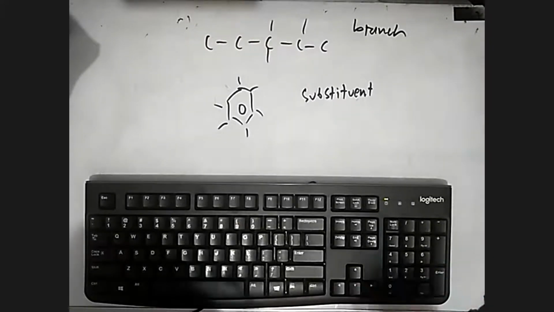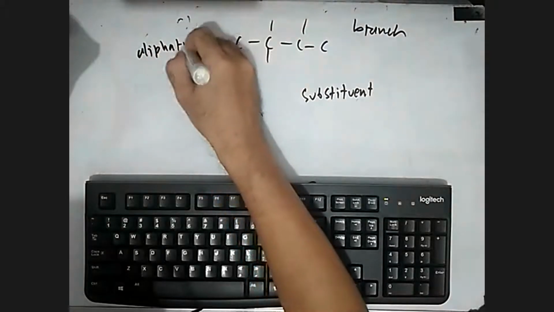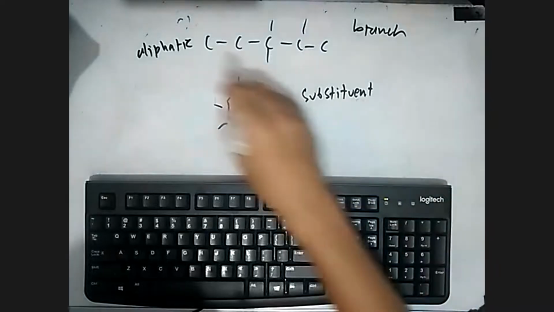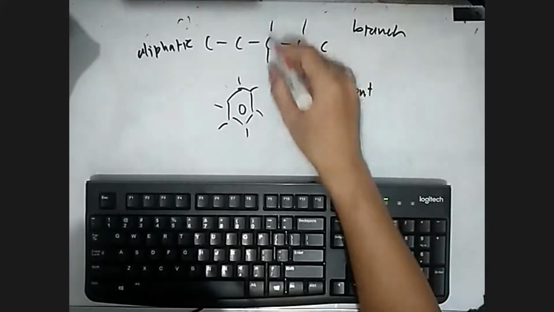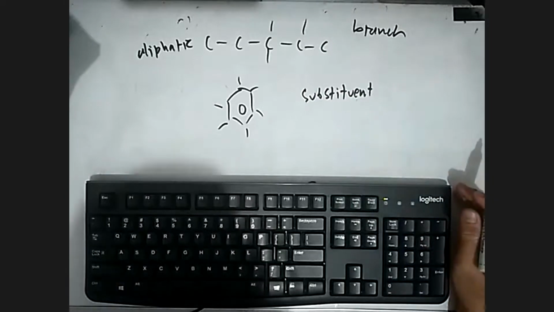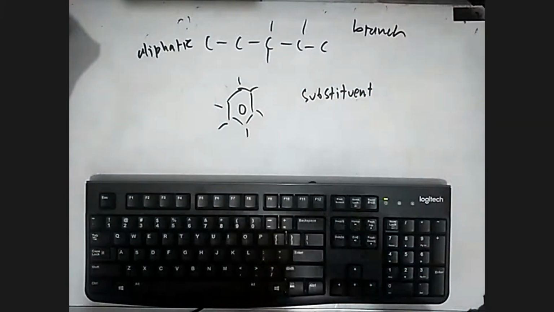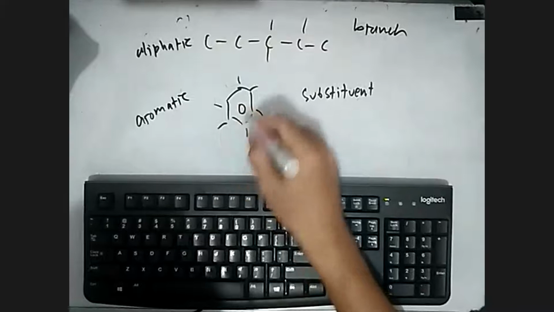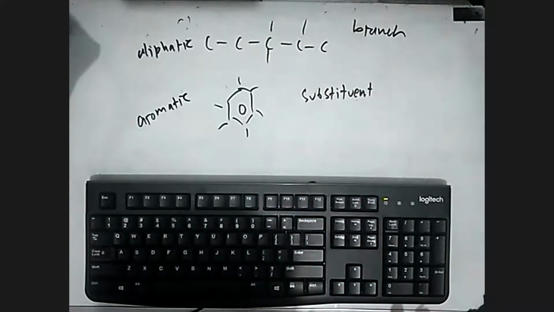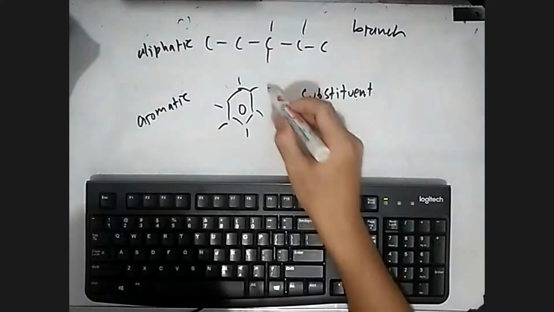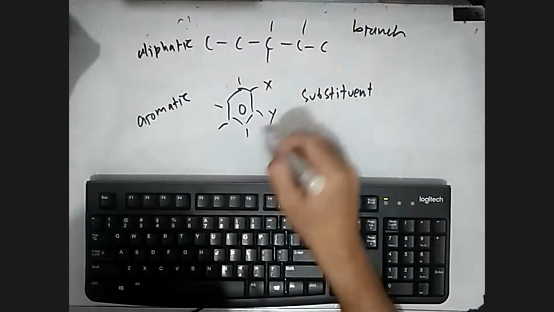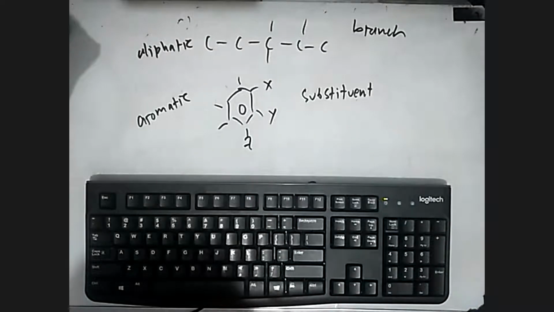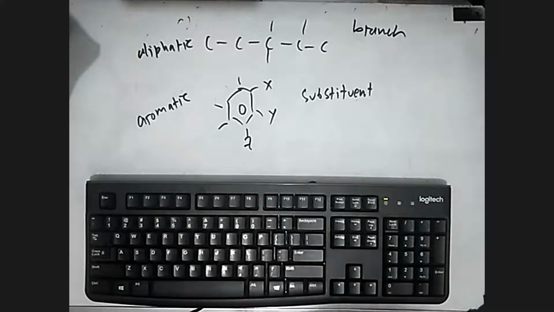I repeat, in aliphatic hydrocarbon, we have the main chain and extra carbon or extra anything to the left and right, we call them branches. But in aromatic hydrocarbon, if we have this benzene as the backbone, anything that is replacing the hydrogen, X, for example, or Y or Z, we're going to call a substituent. They are going to substitute the hydrogen, even if it is substituted with an aliphatic alkyl.